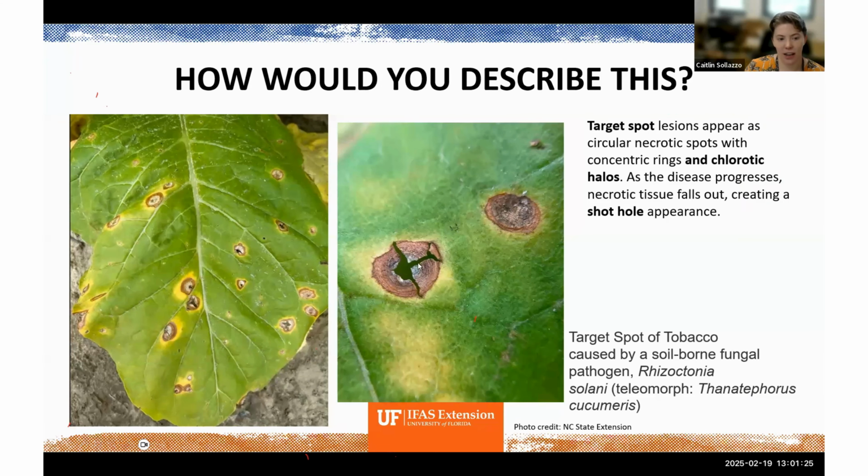And so the last thing was just a chlorotic halo. So with target spot, again, concentric rings. We have chlorotic halos that surround it. A shot hole looks like the centers are falling out. So this is target spot on tobacco caused by Rhizoctonia solani.